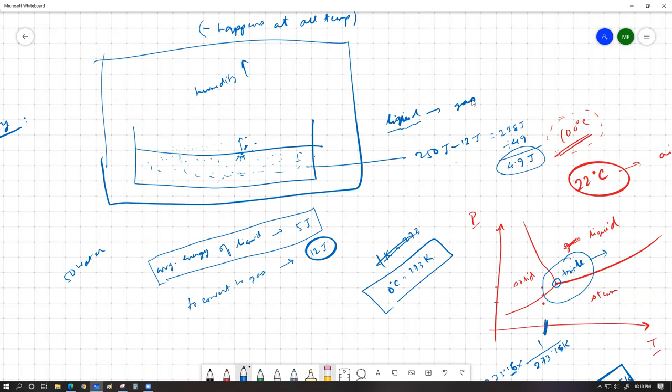That's the important bit. In many books it is written that evaporation produces cooling. Cooling of what? Container, atmosphere, liquid body, the particle that has evaporated, which one? Evaporation produces cooling for the liquid that is left behind, the liquid that is remaining in the container.